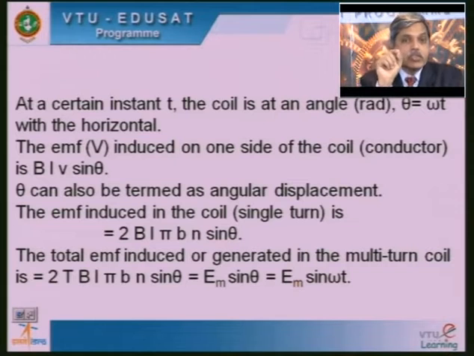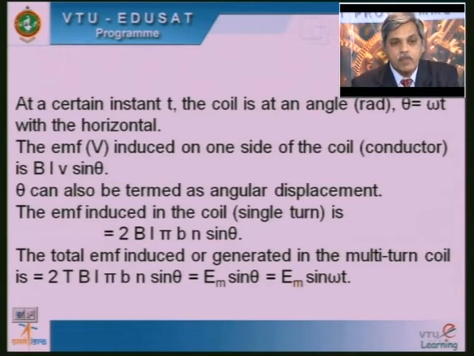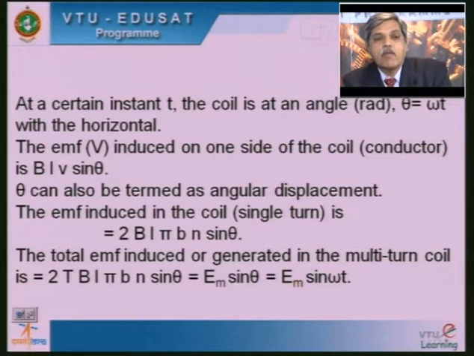The EMF induced in the coil, because the coil consists of two conductors, I will be multiplying that equation BLV sin theta by 2, and the velocity V I am replacing in terms of the speed in revolutions per second and the width of the coil multiplied by pi, that is 2 BL pi bn sin theta. This pi bn gives us the velocity with which the coil is moving. This velocity we call the tangential velocity.